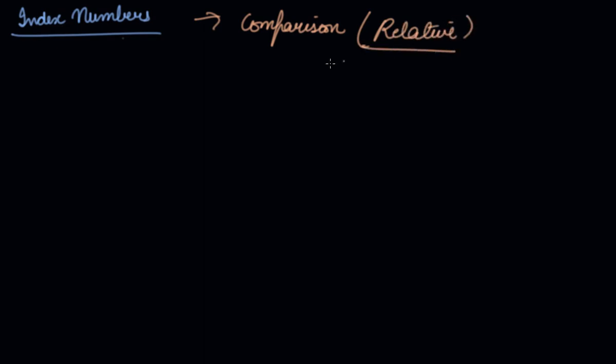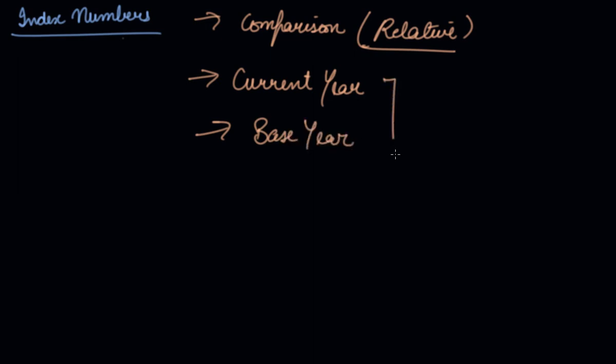In this video, we will be studying about the index number. Index numbers are used for comparison, and especially relative comparison. These are the measure of relative comparison. Now what you do, you take the current year, you choose one of the base year, and you compare the variable over the period of time.